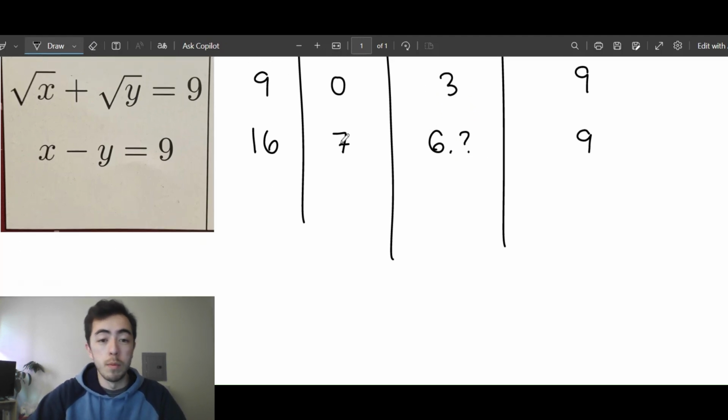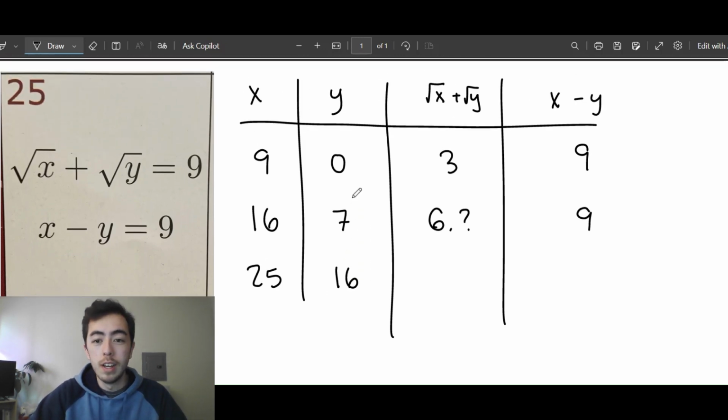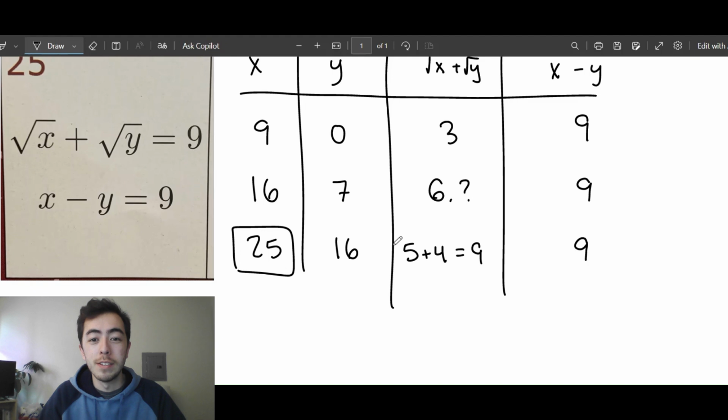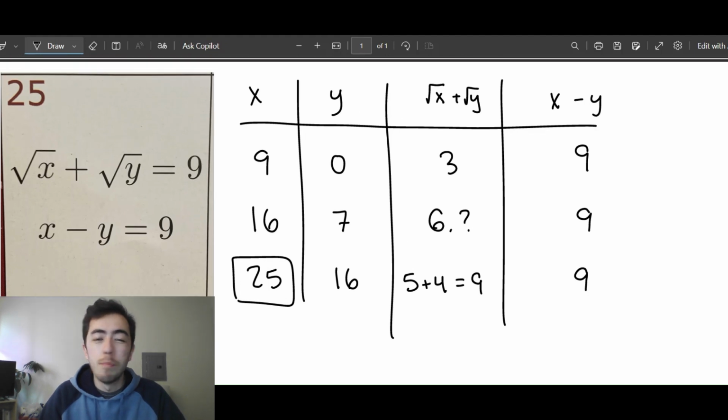I could try the next square number for x, which is 25. When I subtract 9 from that, I will get 16. This is looking pretty good because 25 minus 16 still is 9. And when I take the square root of both and add them together, I get 5 plus 4, which is equal to 9. So cool. Actually, with just a little bit of guess and check, I'm able to figure out that x is equal to 25. Maybe we should try a slightly different strategy because guess and check won't always work for all problems.